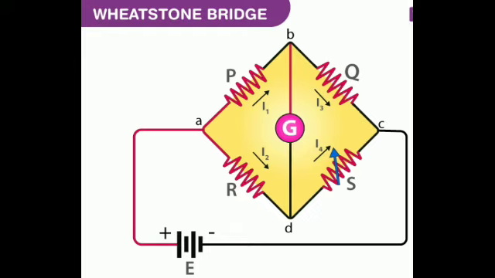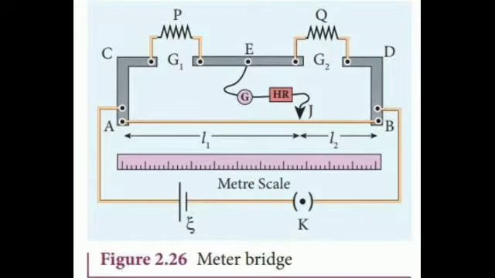The value of unknown resistance can be determined. That's all. Next, meter bridge. The meter bridge is another form of Wheatstone bridge. It consists of a uniform magnetic wire AB of 1 meter length. This wire is stretched along a meter scale on a wooden board between two copper strips C and D.